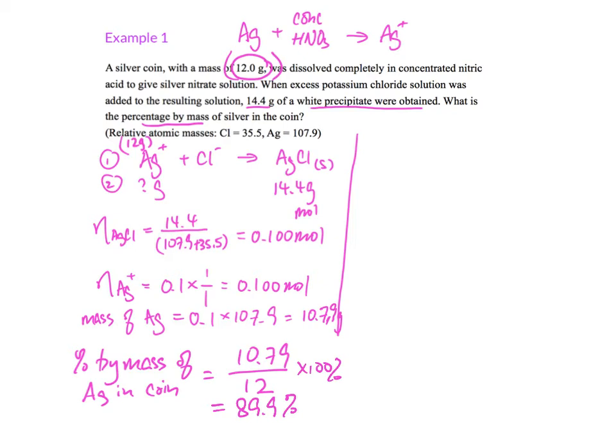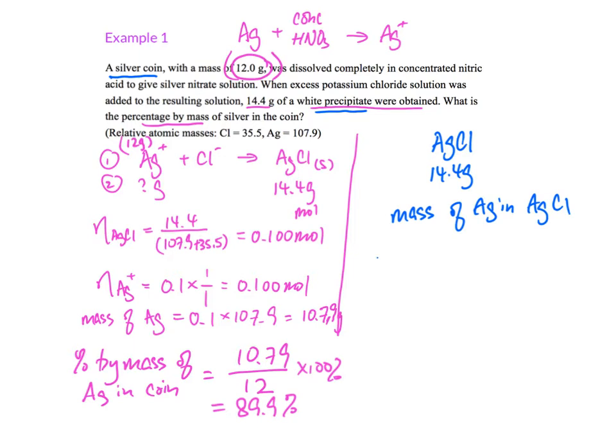So this is the first way, method 1, to do it. Now another method to do that. We can have a look. If you know that the white precipitate will be silver chloride, so it will be 14.4 gram. Actually, we can find out the mass of silver in silver chloride. All this silver from silver chloride is coming from the silver coin.